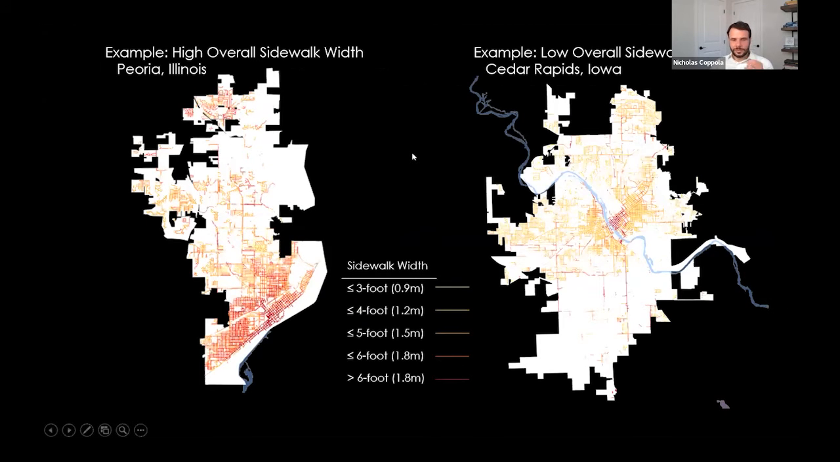So this is an example of some of the results that we came up with. Sometimes it's better to give a graphic example because it shows it a little bit better. You can understand a little bit more of what we came up with. So a city with a high overall sidewalk width, you can see here in Peoria, Illinois, the city is fairly well saturated with sidewalks that are much wider, as opposed to when you look at Cedar Rapids on the right-hand side, it's somewhat clustered and limited with those wider sidewalks.